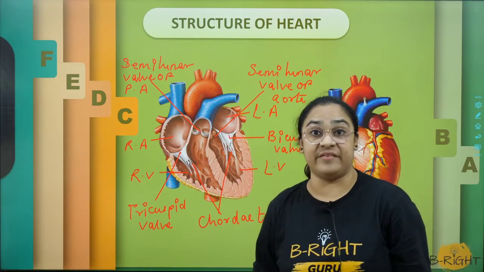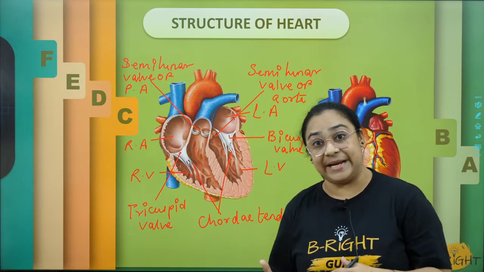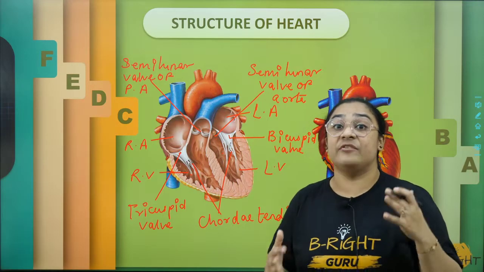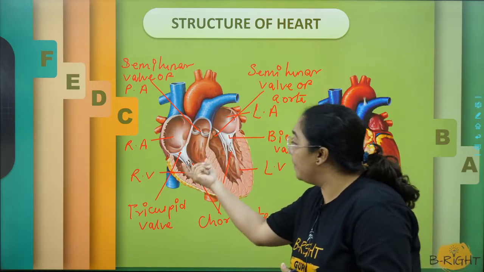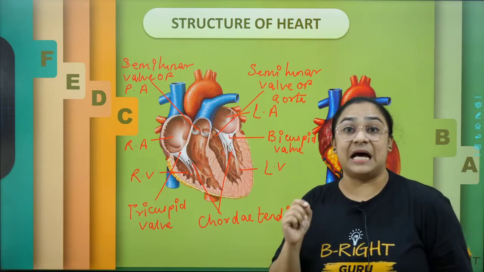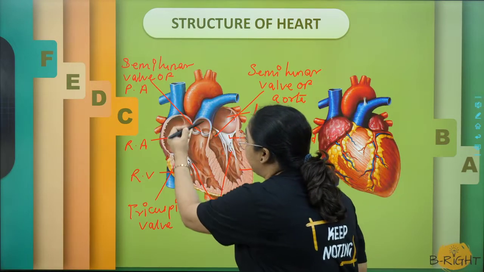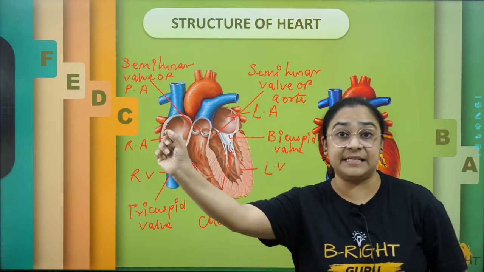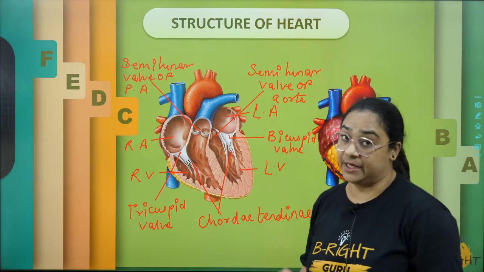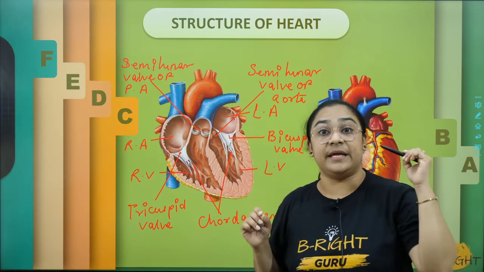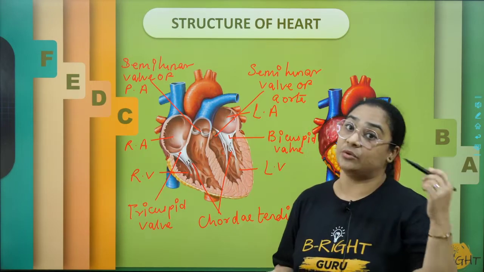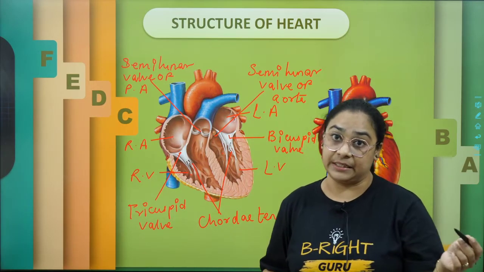Again, its structure is similar. These valves are made up of 3 pocket shaped flaps which are present at the opening of the right ventricle. See, it is exactly at the opening of the right ventricle. These are located at the opening of right ventricle to the pulmonary artery. Complete the sentence. Function: it allows deoxygenated blood to flow from the right ventricle to the lungs, or to the pulmonary artery.